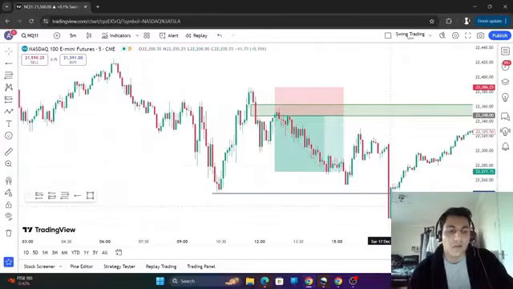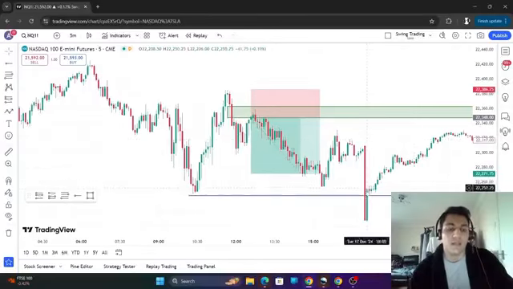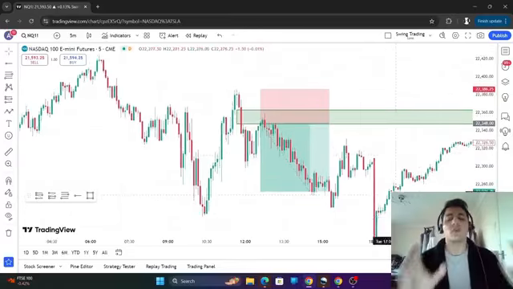Smashes right through it, and then instantly goes the other way. This right here is just a stop run. Price comes down, takes out liquidity, and then quickly moves the other way. But anyway, we're talking about fair value gaps here, right?